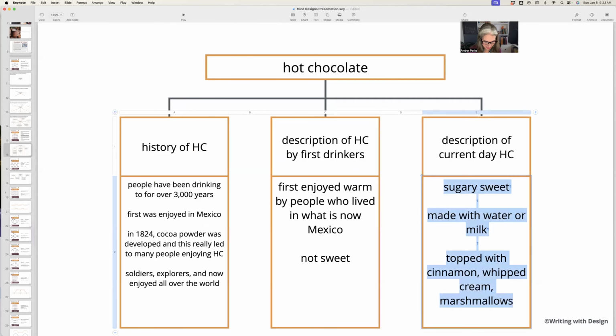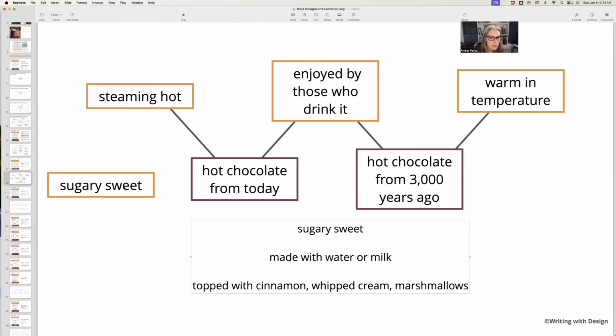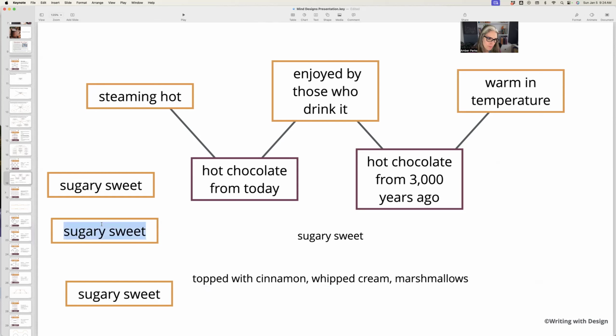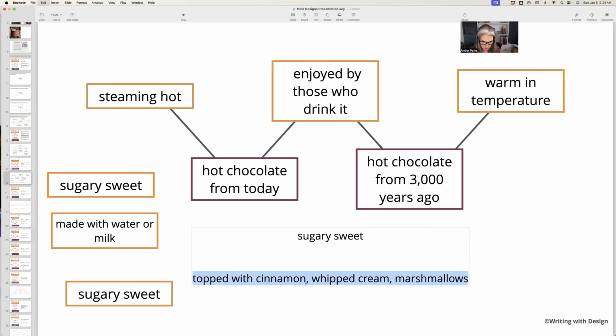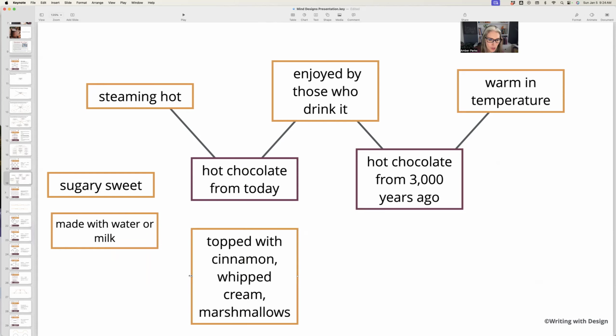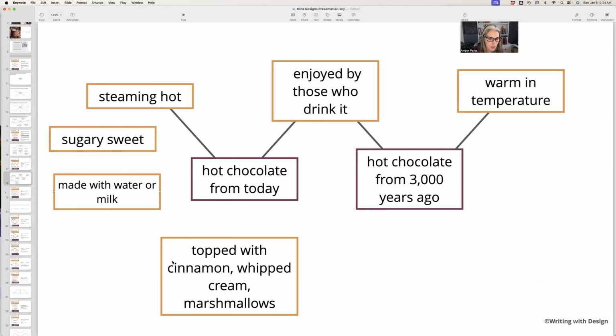So I'm going to go ahead and grab these since I know all of this great information about it. We came up with all of that. I'm just going to paste it here so that this can go a little bit faster. And then I'm going to just make two more differences. And we'll put made with water or milk. And topped with cinnamon, whipped cream, marshmallows, and probably some other great toppings that you all could discuss and add. So notice they're all over here on the side off of the hot chocolate from today.